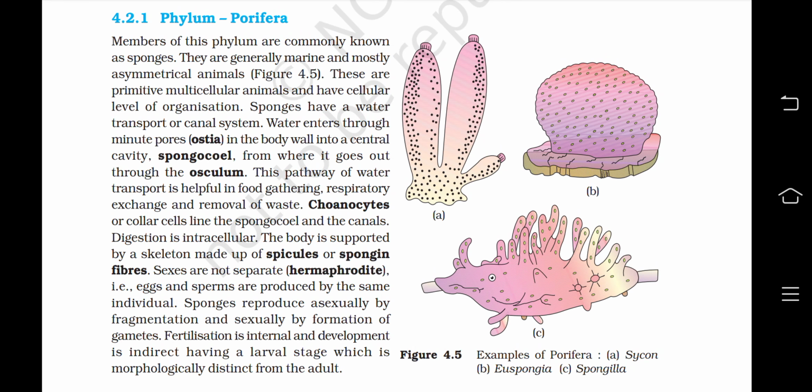Sponges reproduce asexually by fragmentation, sexually by formation of gametes. Fertilization is internal and development is indirect, having a larval stage which is morphologically distinct from the adult.